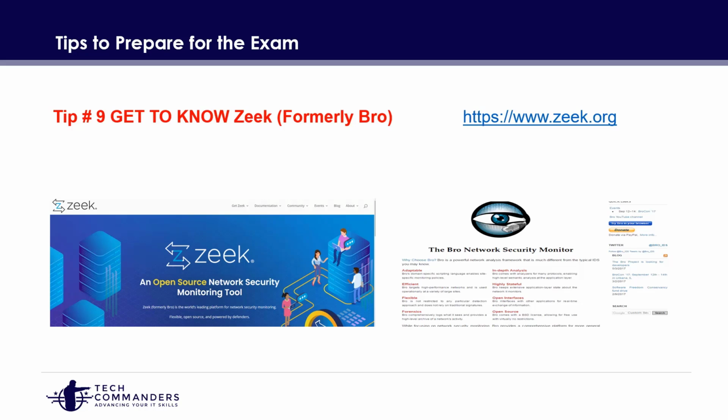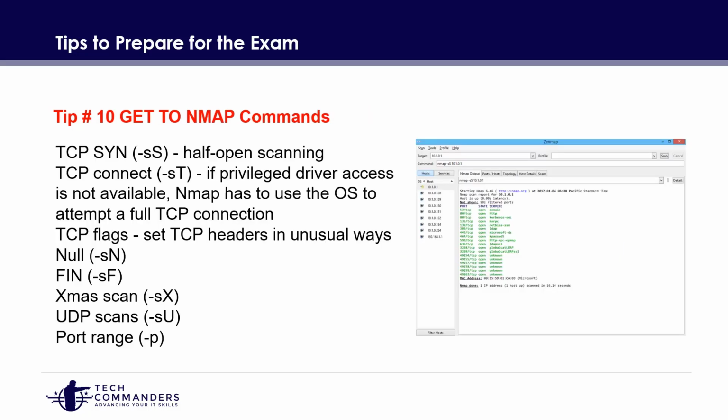The next one is Zeek. Now, this was formerly called Bro. Now, Bro is really the industry-leading platform for network security monitoring. It is open source, and it was formerly called Bro for those that are, of course, familiar with it. And it's been around for decades. But with that said, be aware of Bro, now known as Zeek. Nmap is a very common tool. It's been around since the late 90s.